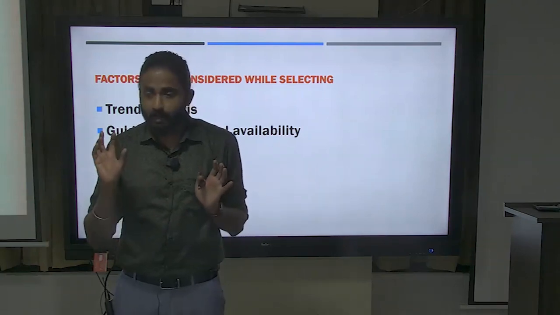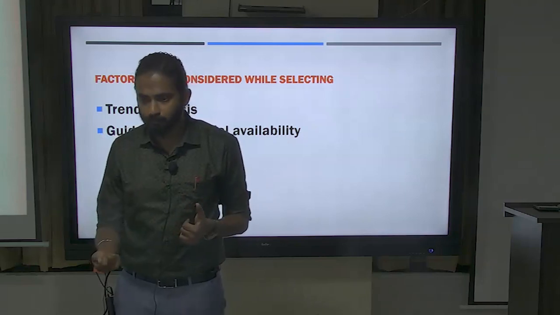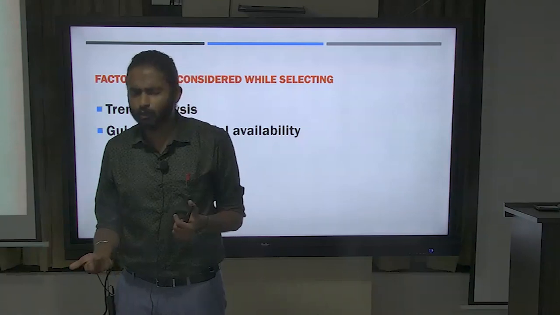This is one aspect. Then second is material availability. Right? Do you have books? Engineering, you have books, hundreds and thousands of books.